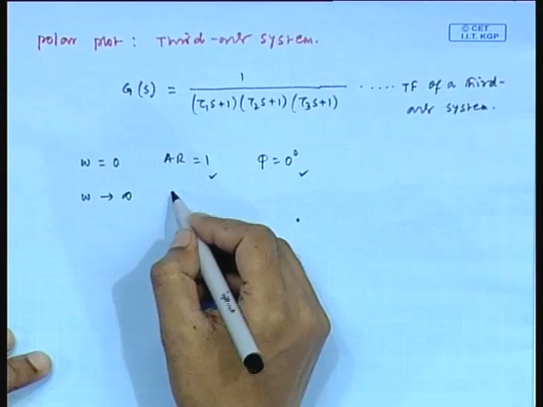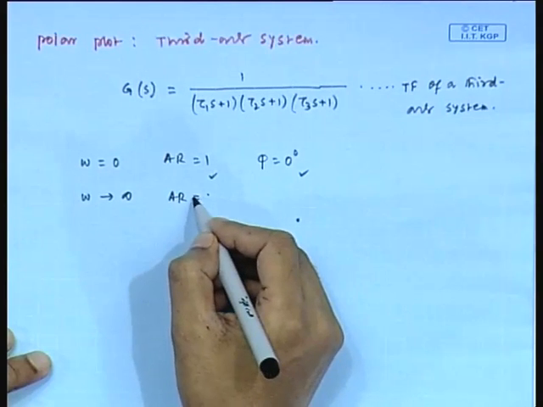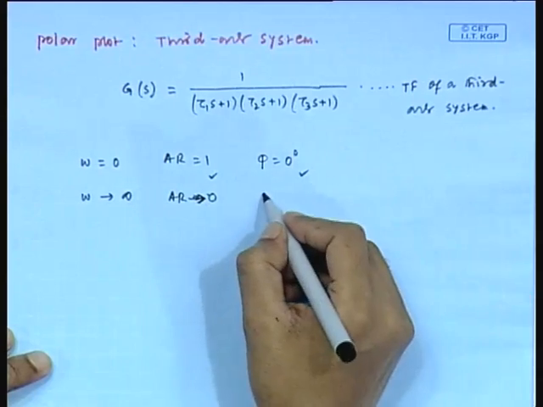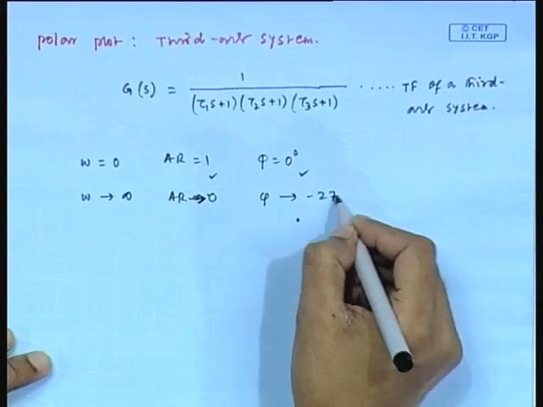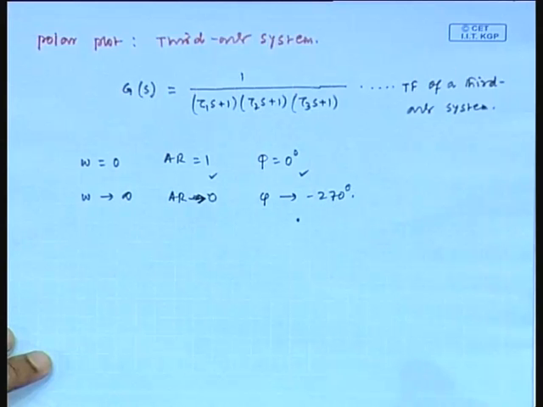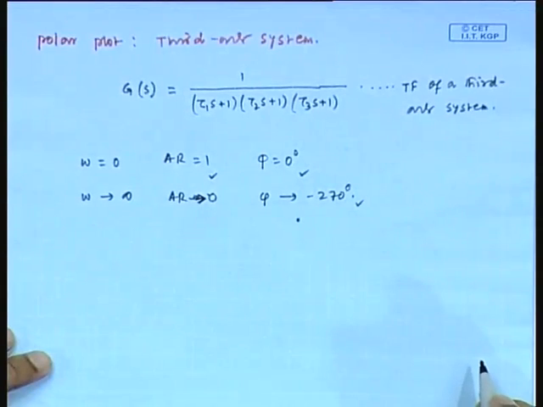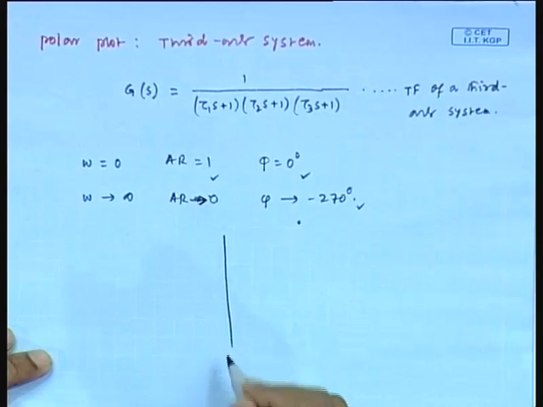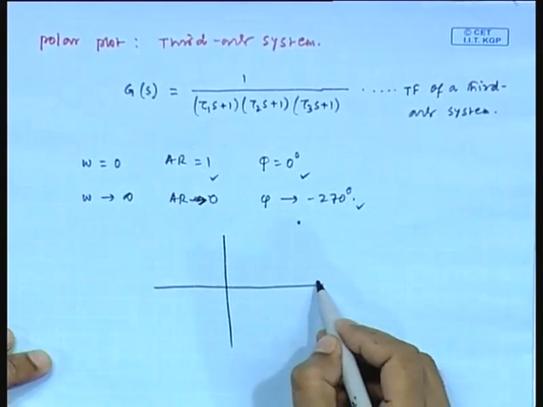Similarly, when omega tends to infinity, amplitude ratio tends to 0 and phi tends to minus 270 degrees. For the first order system, we obtain minus 90, for second order system minus 180 and for third order system minus 270. Fine. Similarly, we can generate some intermediate data.